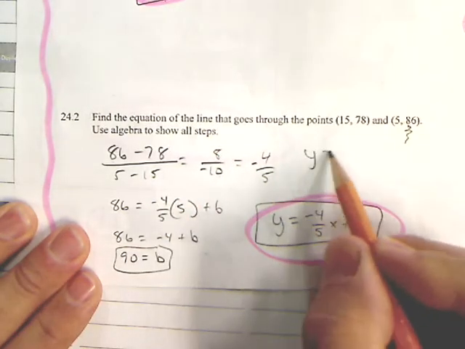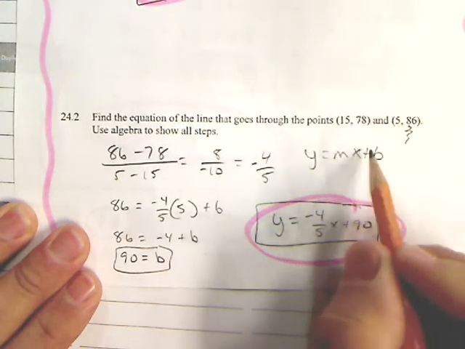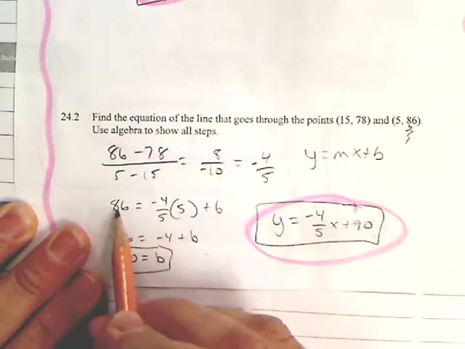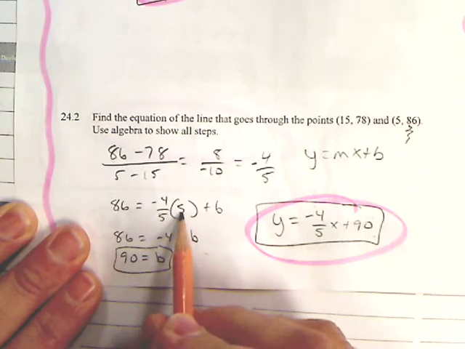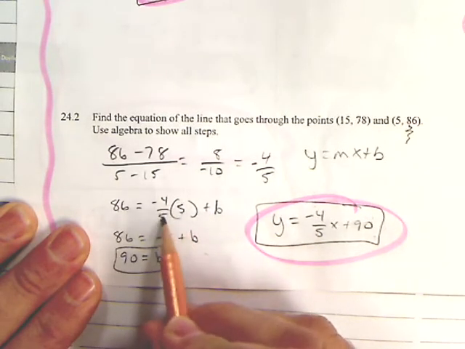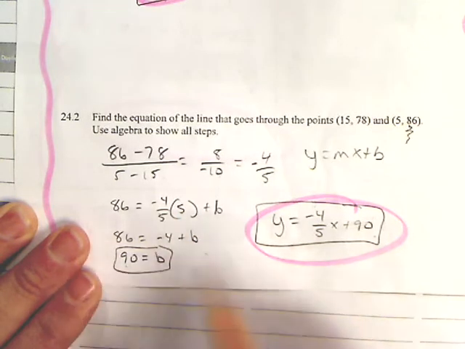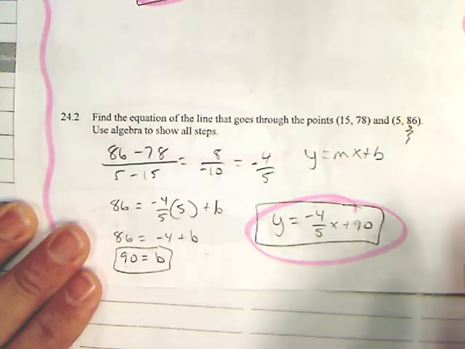Then I know Y equals mx plus b. I substituted in my m, I substituted in an x and a y. That's where all those numbers come from. And I solve for my b. 5 divided by 5 is 1, leaves me my negative 4. Add it to the other side to get rid of it. And there's my equation.